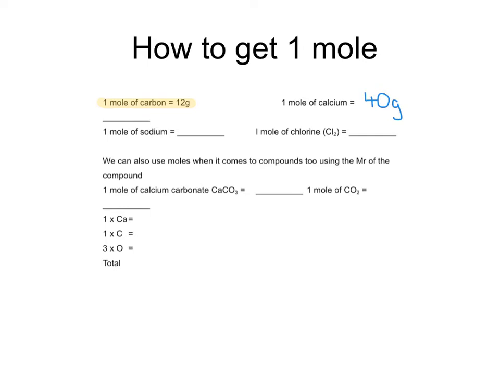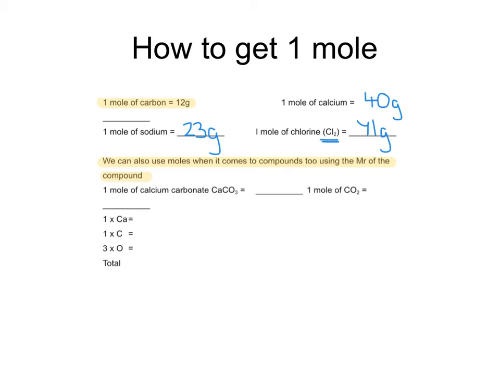Now a mole of sodium then contains 23 grams. A mole of chlorine then, be careful because chlorine is diatomic. If I want to get 1 mole of chlorine, I would need to weigh out 71 grams of chlorine. Now I mentioned it just briefly. We can also use moles when it comes to compounds too, using the Mr of the compound.